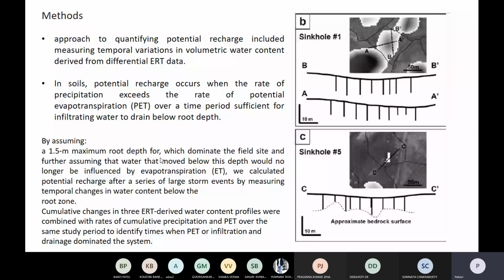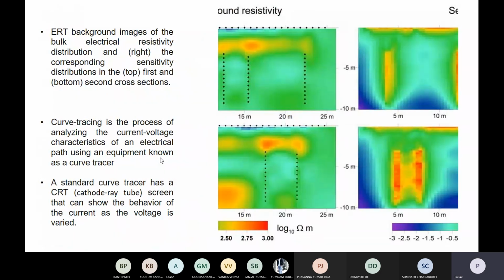So the cumulative change in the ERT derived water content profile was combined with the rate of cumulative precipitation and PET over the same study period. PET is the potential evapotranspiration. And cumulative precipitation. So these two pieces of information you also need to calculate, and after that you can find out. So commonly we use ERT images like that.